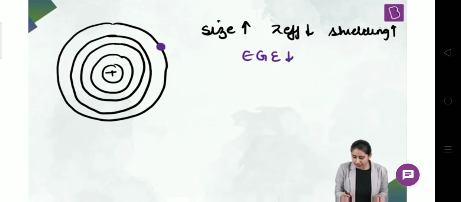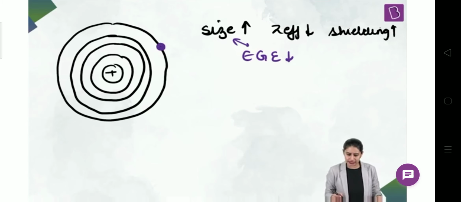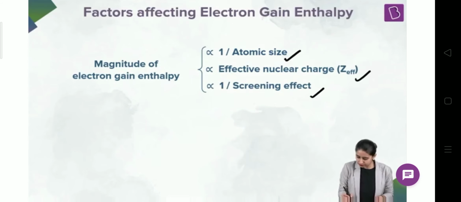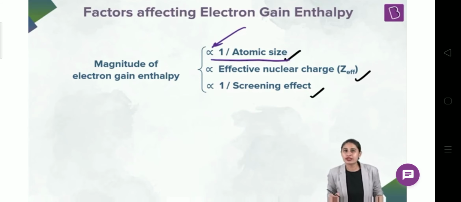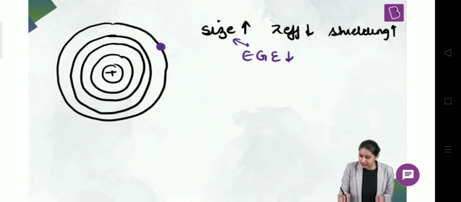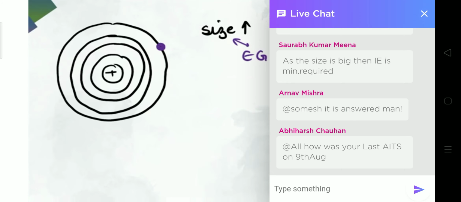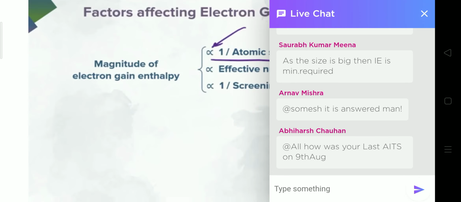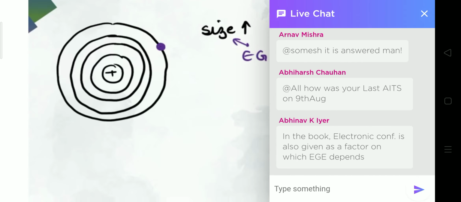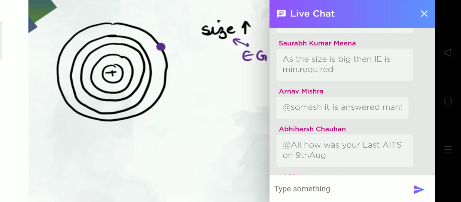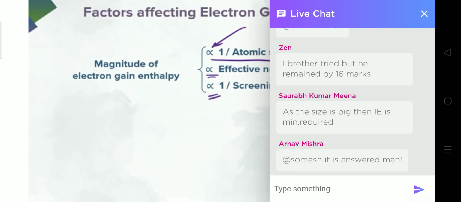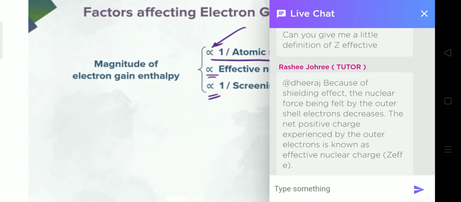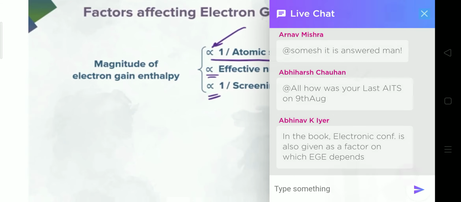So if I see the relation between size and electron gain enthalpy, can you see the inverse relation? Yes, there is inverse proportionality that you can see here. Similarly, if Z effective is less, the magnitude of electron gain enthalpy is less. We can see the direct proportionality here. And here you can see that if shielding is more, the electron gain enthalpy's magnitude is less, so you can see the inverse proportionality. So these are the three factors which I'm sure you can easily understand.